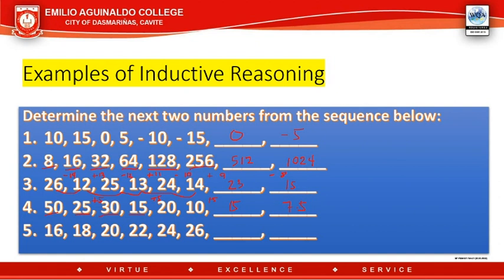And for number 5, we have 16, 18, 20, 22, 24, 26. So this one is very basic though, because we have a common difference of 2. So it is maybe that the next term will be equal to 28 and then 30. Okay, these are the examples of inductive reasoning. And again, these are just based on observations.